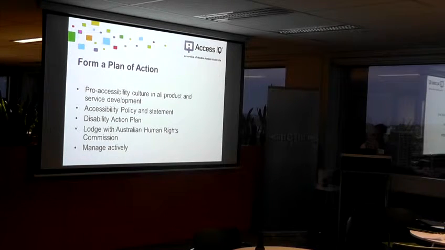Form a plan of action, and this is probably a little bit broader than you and your role within an organisation, but establishing a pro-accessibility culture in all product and service development is important. Having an accessibility policy or statement, a disability action plan, and lodging that with the Australian Human Rights Commission cements an organisation's commitment around accessibility, and then of course you've got to manage that actively.